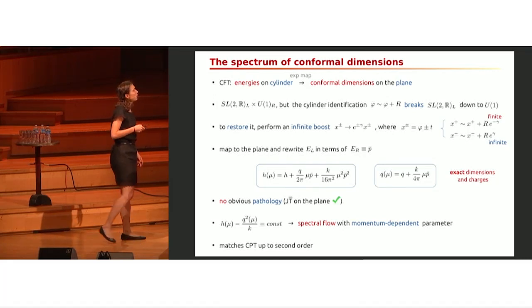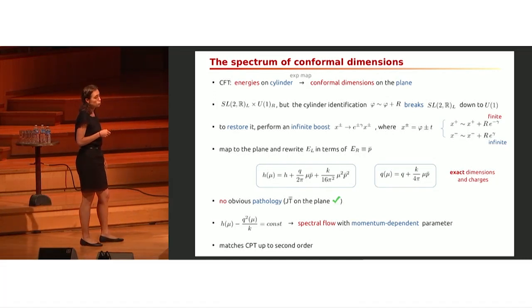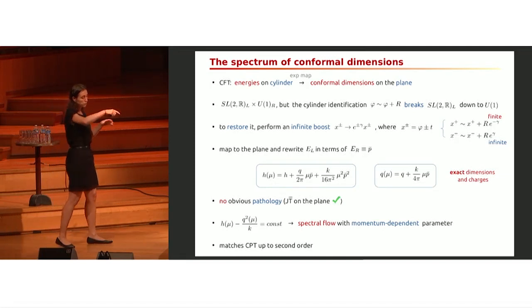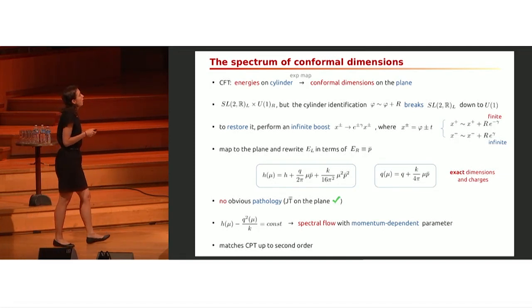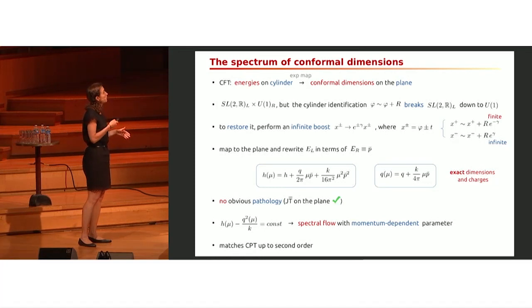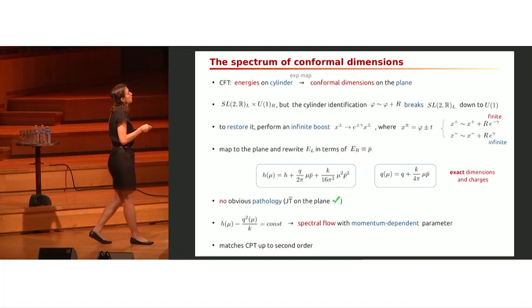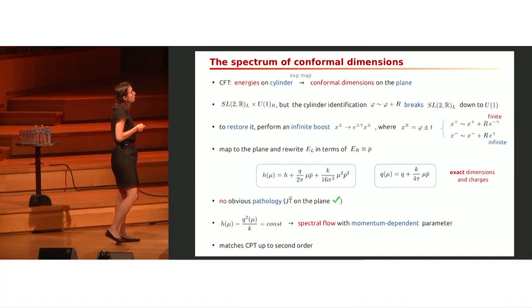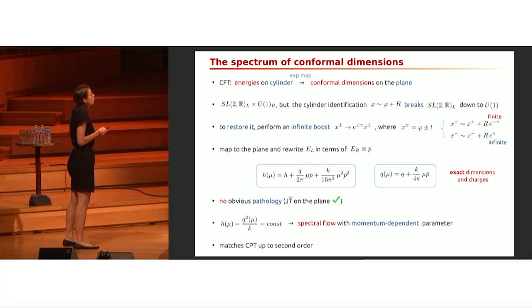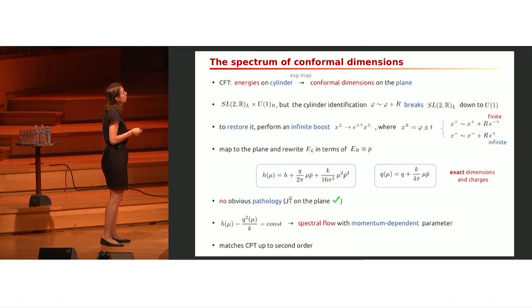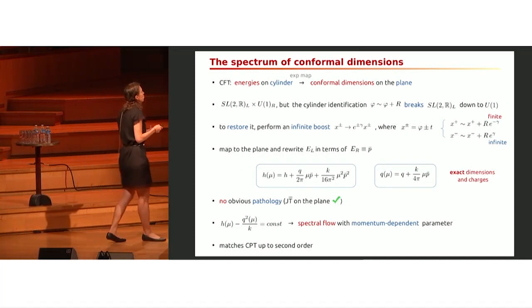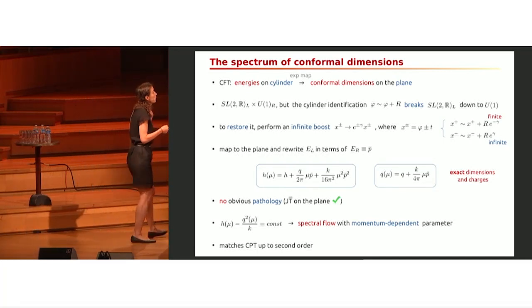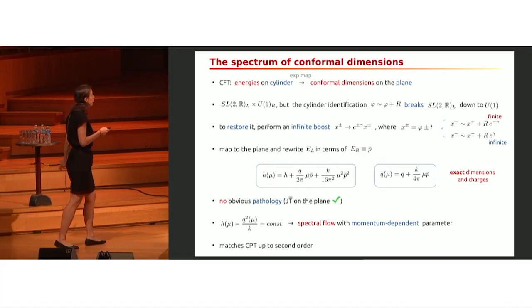Here the story is a bit more complicated because we only have one copy of SL2, and actually this is broken by the cylinder identification. And in order to restore it, we basically need to perform an infinite boost to move the identification on only the null coordinate and then perform the exponential map. And at the end of the story, we get just an exact formula for the conformal dimensions and charges and how they depend on this mu p bar. So you see it's quadratic and this is linear. And from this formula, there's no obvious pathology, so it seems that the theory on the plane is fine.